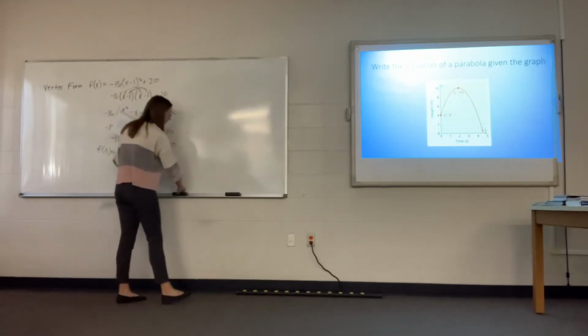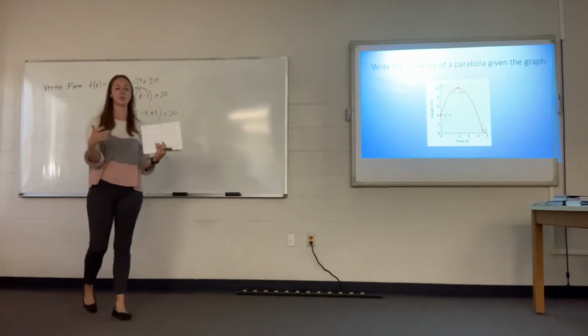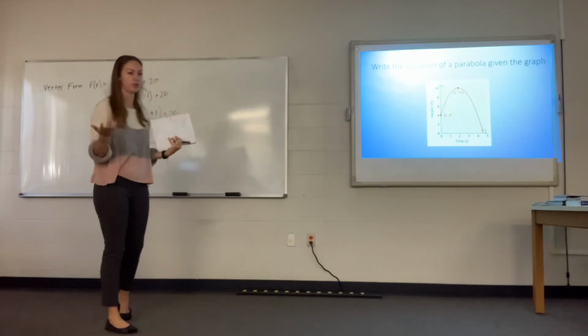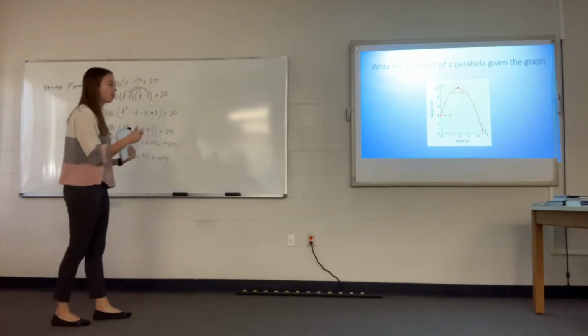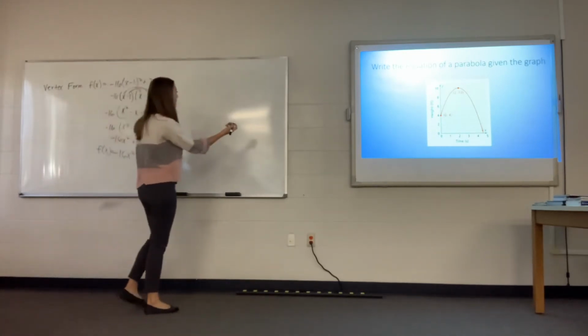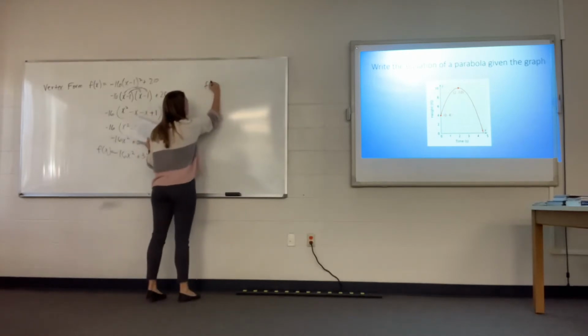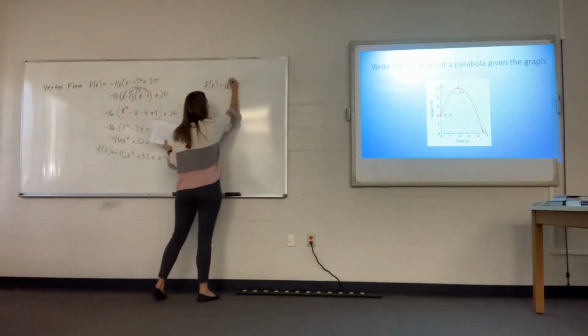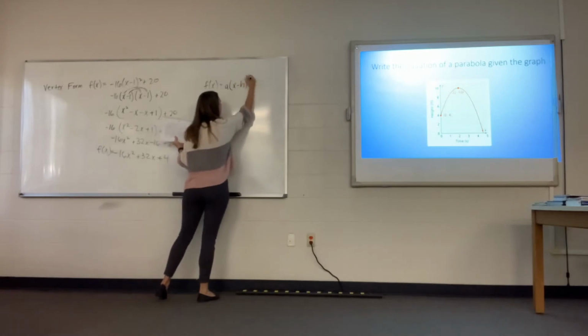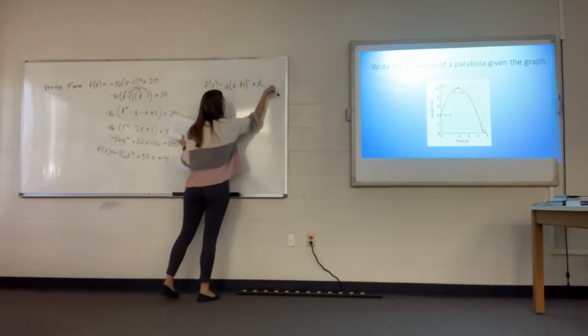So to start off, I have to start with vertex form. I can't just jump and go to standard form. I have to go to vertex form because I have the vertex point. So vertex form we know is f of x is equal to a(x minus h) squared plus k.